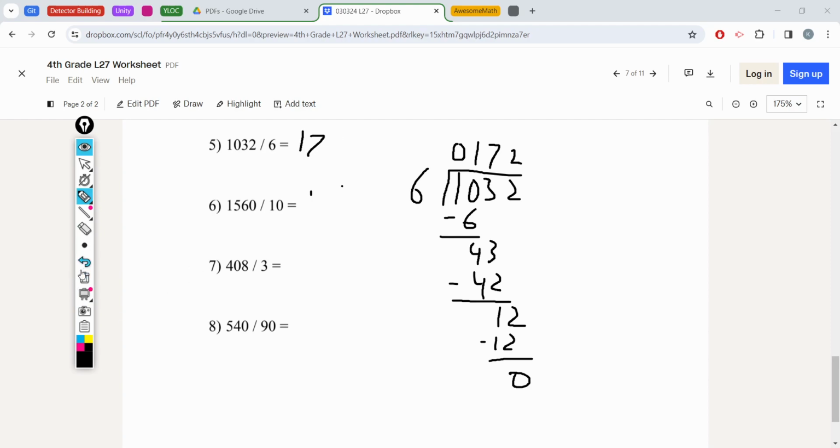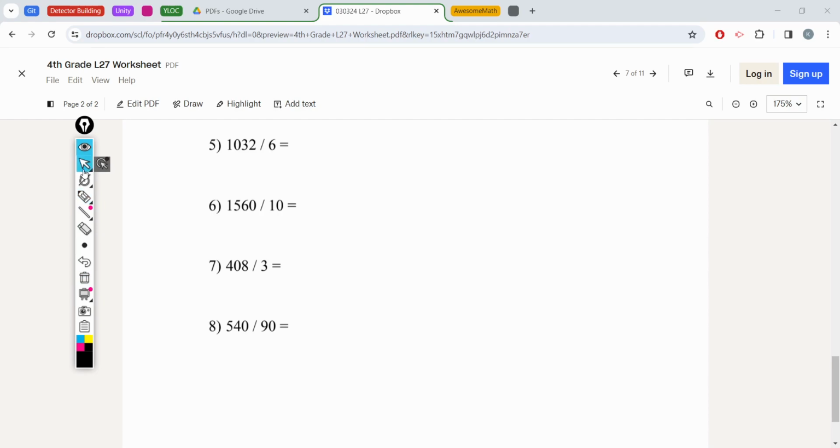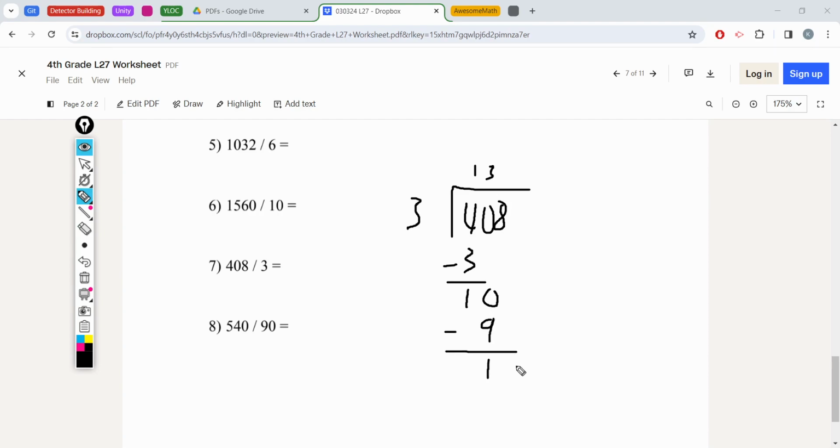And then for the last problem I'll be covering today, we have 408 divided by 3. 3 divides 4 one time. So you get 1, drop down the 0. 3 divides 10 3 times, you get a 9. So you subtract, you get a 1, drop down the 8. And then 3 divides 18 6 times. So your answer is 136.